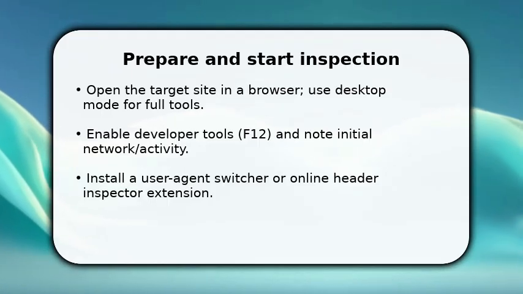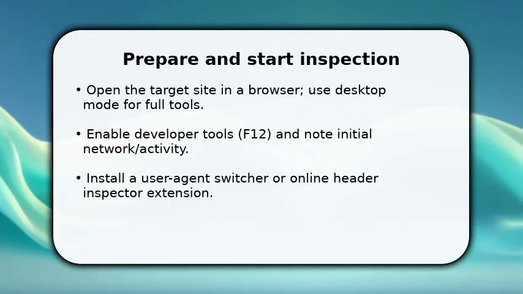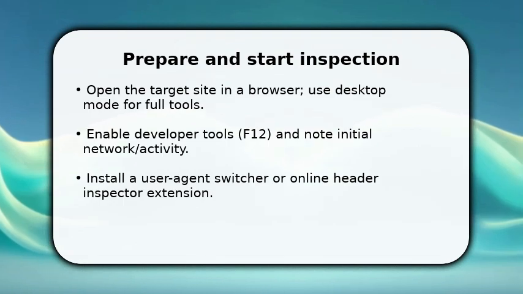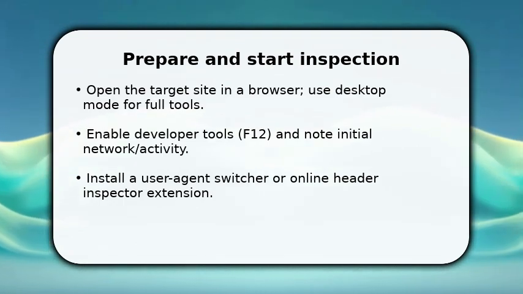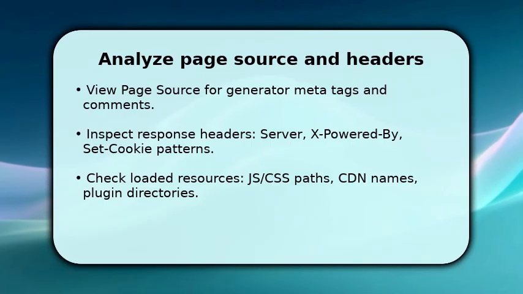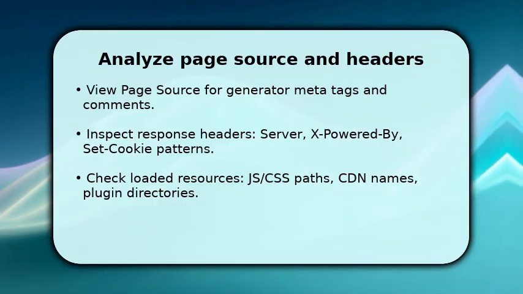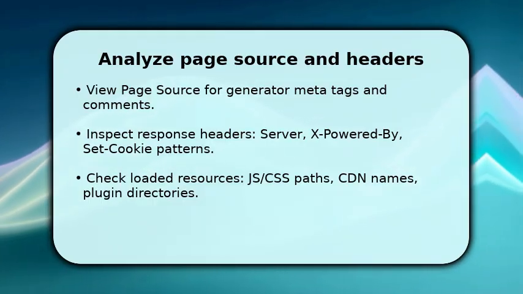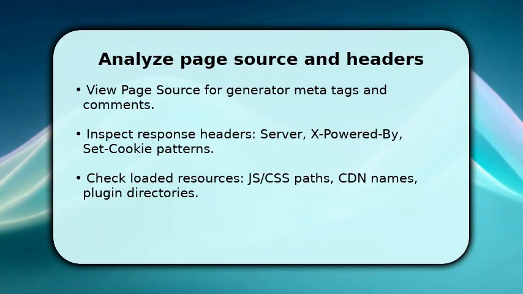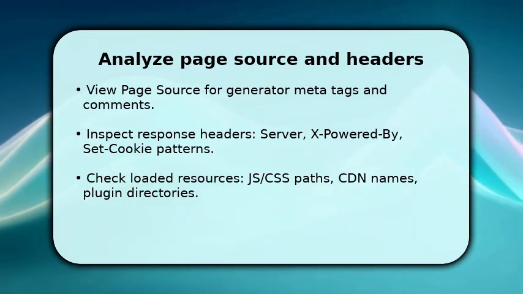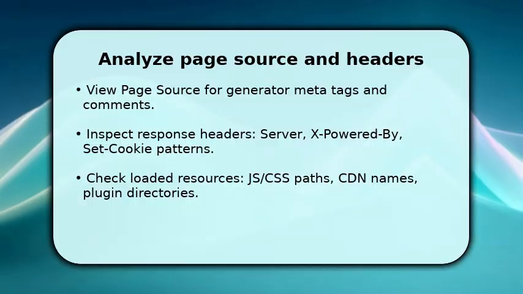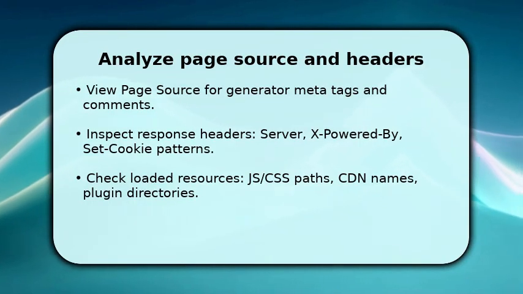This first step creates the raw evidence you'll analyze next, so keep tabs on requests and any cookies or meta tags you see. Now you dig into the page source and network responses to spot telltale signs. Search for generator meta tags or HTML comments naming CMS or frameworks, and note script and CSS paths that include platform names. Then inspect response headers. Server and X-Powered-By often disclose the backend.